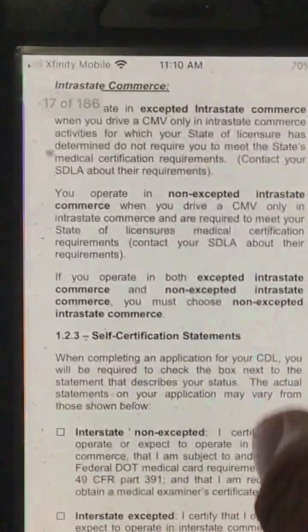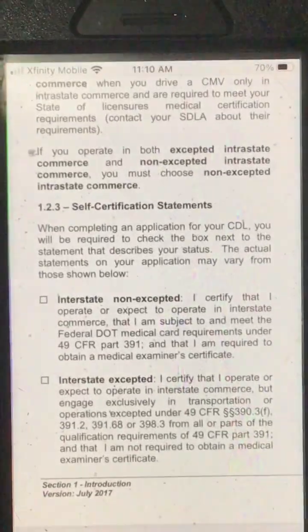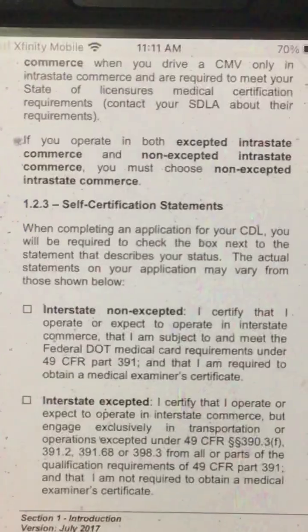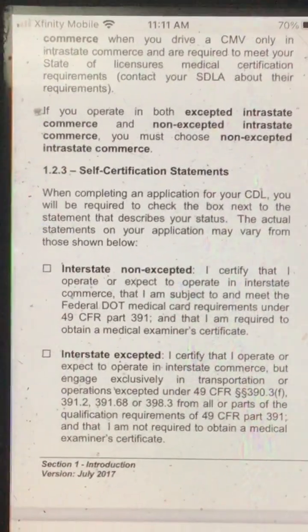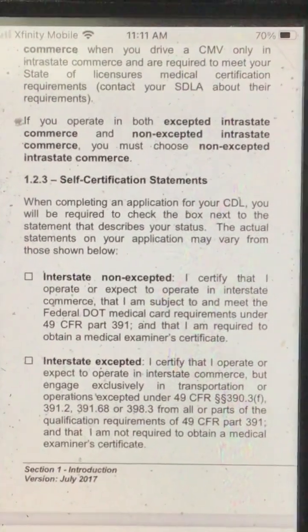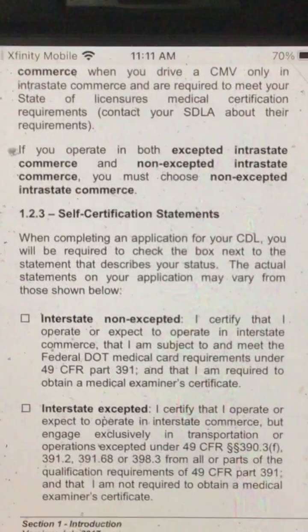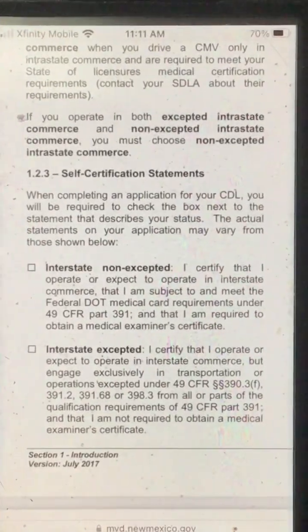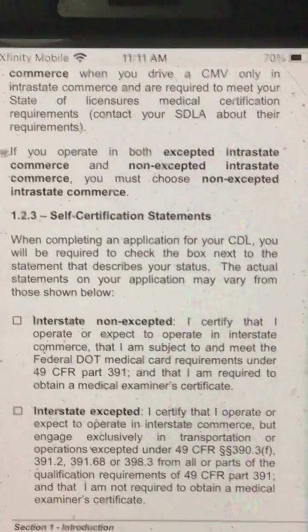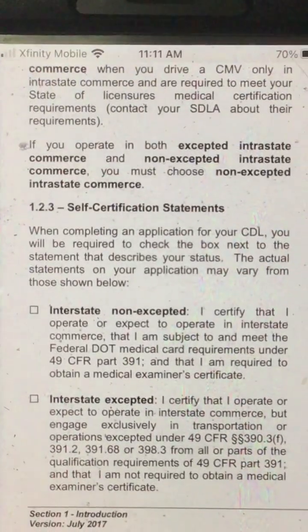1.2.3 Self-certification statements. When completing an application for your CDL, you will be required to check the box next to the statement that describes your status. The actual statements on your application may vary from those shown below.